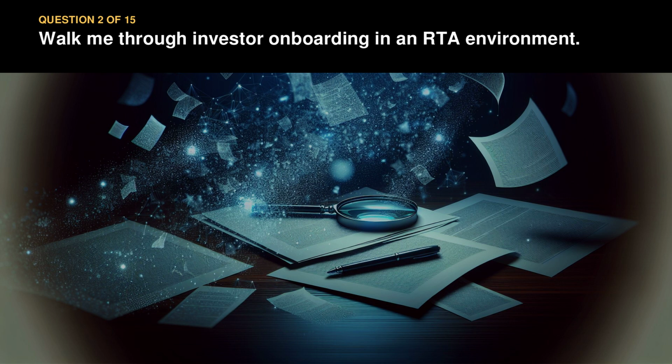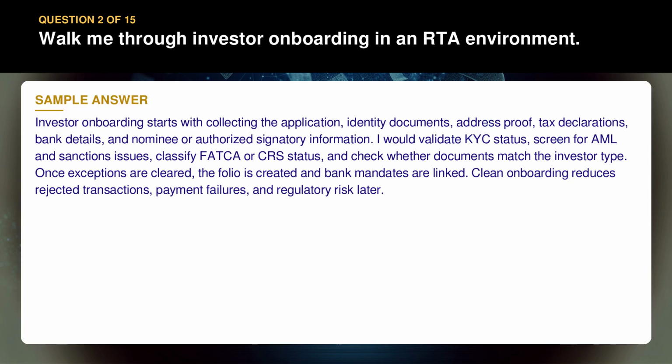Question 2. Walk me through investor onboarding in an RTA environment. Investor onboarding starts with collecting the application, identity documents, address proof, tax declarations, bank details, and nominee or authorized signatory information. I would validate KYC status, screen for AML and sanctions issues, classify FATCA or CRS status, and check whether documents match the investor type.